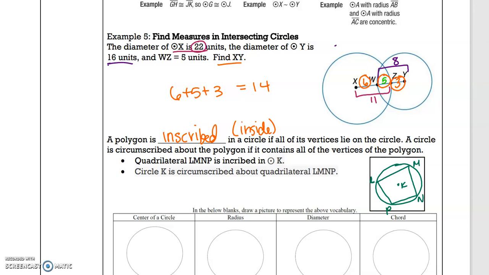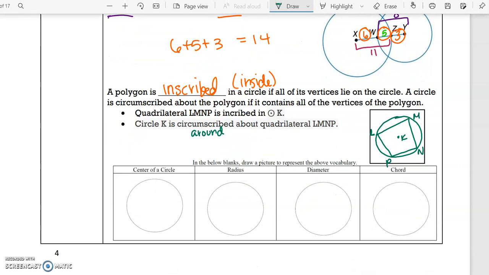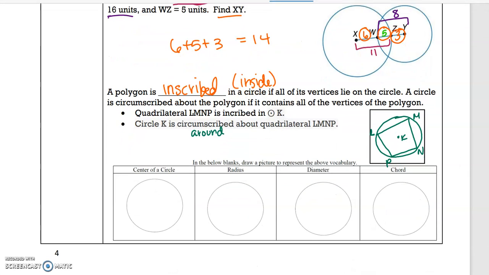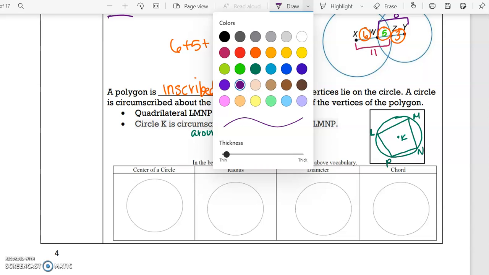The circle K is circumscribed about the quadrilateral, meaning it is around. Think circumference. So the circle is around or circumscribed around the quadrilateral. And then go ahead and take a moment to draw a center of the circle, a radius, a diameter, and a chord. See if you've got the vocab down.